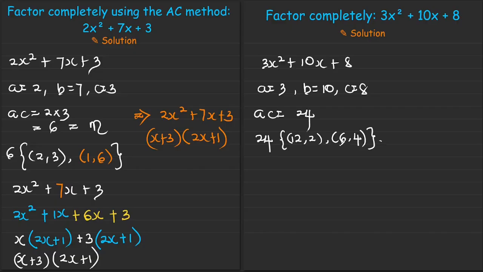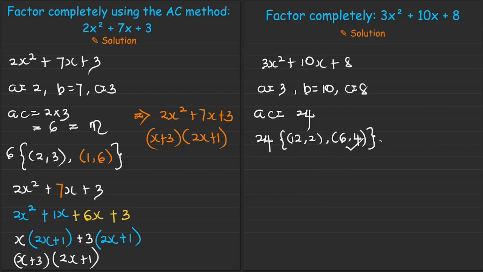Now, it is important to take note that you don't only rely on your positive factors. Because if you have to take 24, you have factors such as negative 6 and negative 4. Negative 6 plus negative 4 gives us negative 10. So in view of this, if this was a negative 10, we wouldn't be relying on 6 and 4, but rather negative 6 and negative 4. You see, it is important to be open-minded, and you don't only focus on the positive integers, but also on the negative integers.